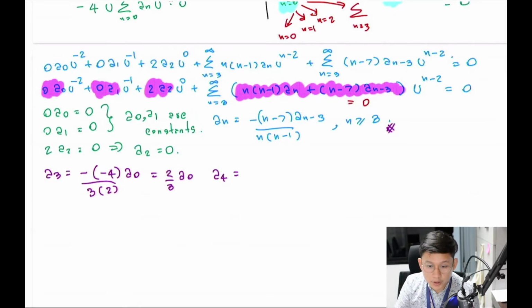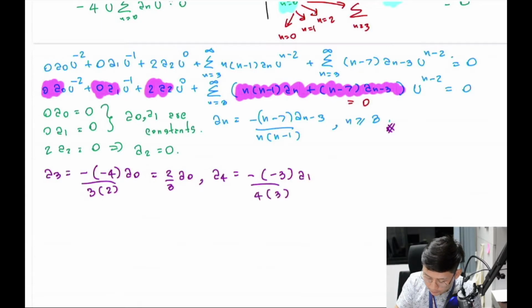A4 would be, what is it? It would be minus, and then 4, that would be minus 3. And then A1 divided by 4 times 3, and that cancels out. So you get A1 divided by 4.